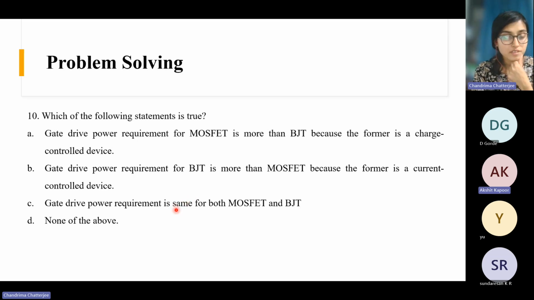Option B, yeah, right? Because for BJT, you will have to constantly supply the base current. So obviously the power loss and power requirement are more. But for MOSFET, you will have to provide the gate to source voltage, but there will be no current, only some current for a small duration. After that, the gate current becomes zero. So the power requirement is lesser for MOSFET than BJT. Option B is correct.